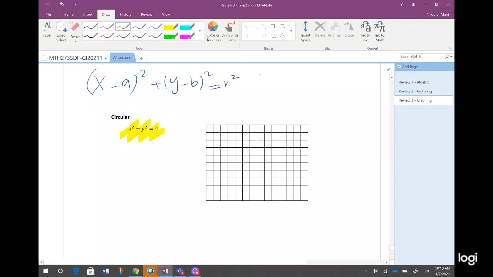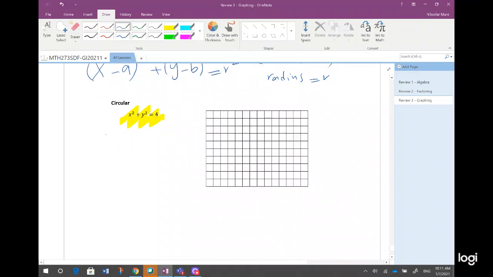Okay, this is a circle where the center of the circle is (a, b) and the radius of the circle is r. Now you can give some values to x and find y. So x is -2, -1, 0, 1, and 2. Here, if I have x equal -2, then y is 0.